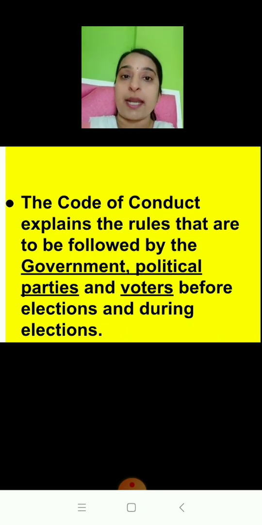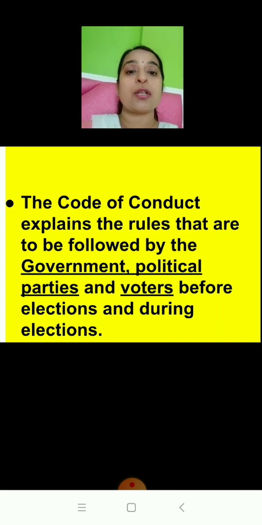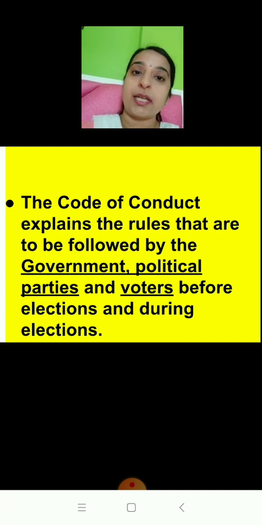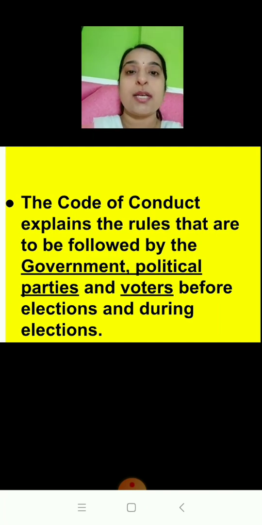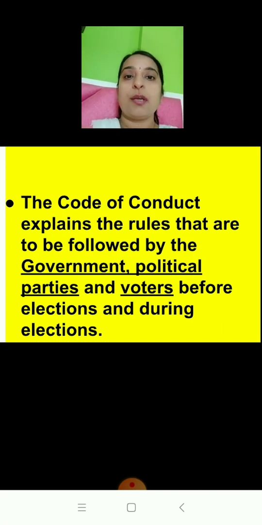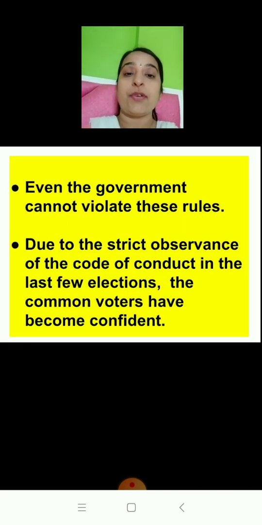So this code of conduct explains the rules that should be followed by the government, political parties and voters before elections and during elections. So before the election also they have to follow the rules, and during elections also rules are to be followed. Even the government cannot violate these rules. Even they are supposed to follow the rules. They have to follow the code of conduct which is laid down by the Election Commission.